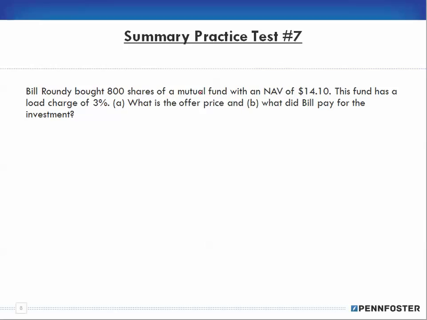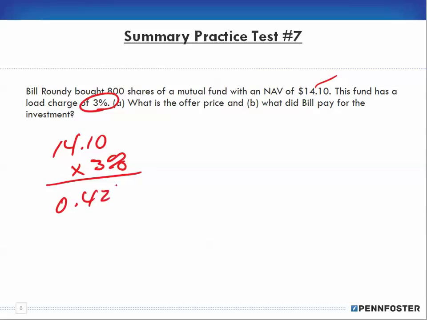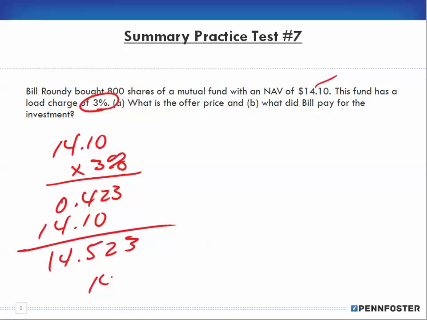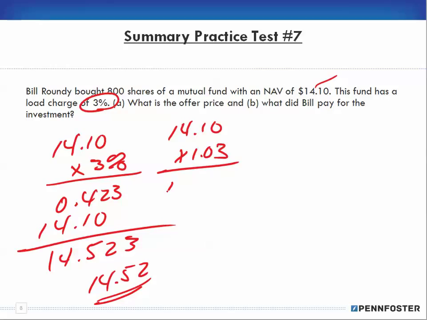Okay, so what is the offer price? Well, what does that mean? You have the net asset value as $14.10, and you have a 3% load charge or a commission. So we take the 14.10 and multiply it by 3%, or 0.03, and get 0.423, and then add that to the 14.10, which gives you $14.52, your offer price. You could have either done it that way, or you could have taken the 14.10 and multiplied it by 1.03, and you would have ended up with the same amount. Okay, the offer price.